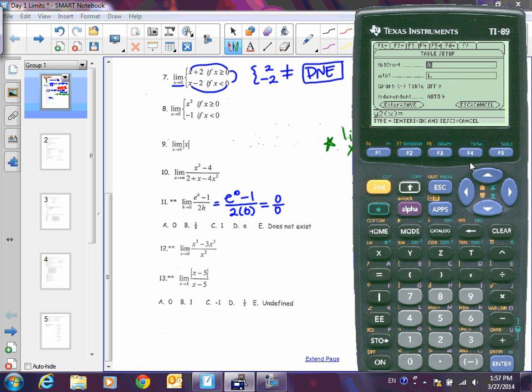So it has to start at 0. But I need to get a lot closer to 0. So I don't want my increments to be by 1 because that's too far. So I'm going to make this a really, really small number, like 0.0001.